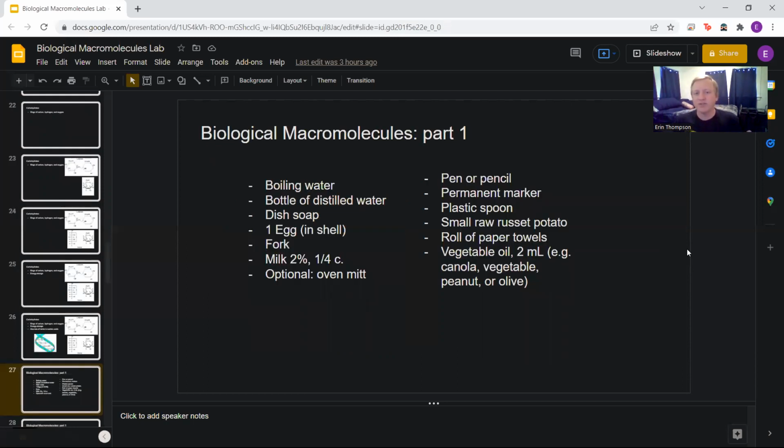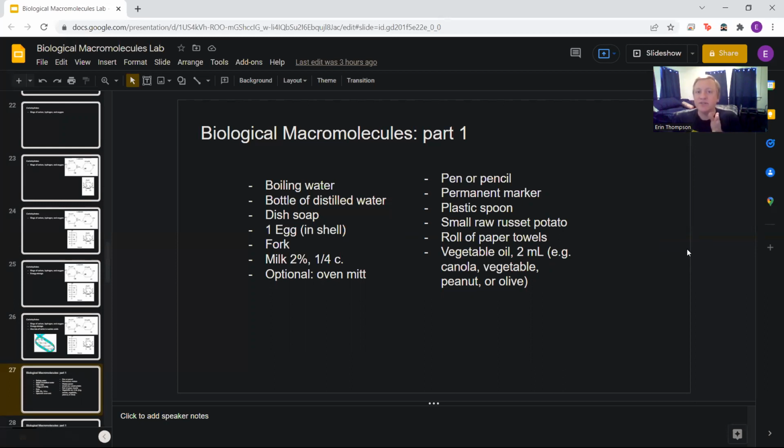Okay, so part one of biological macromolecules, you're going to need to boil a little bit of water for this lab, so do be careful. A bottle of distilled water, or again, as long as you can drink your tap water, it should be fine for this. Things that you might need to buy are an egg, and you don't even need a quarter cup of milk, but I don't know if you can buy them any smaller than that. If you don't live in a milk drinking household, get one of the tiny little carton thingies. And a little bit of vegetable oil. I think we're going to be using vegetable oil for the second part of this exercise.